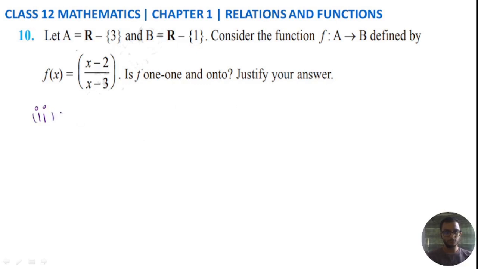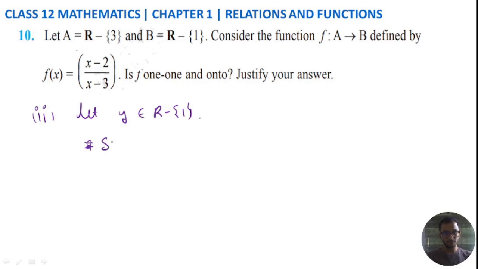Again, for onto, you have to take some arbitrary point from the codomain and find whether you are getting some x for it. Suppose you take an arbitrary point y from the codomain, you need to find some x from the domain such that f(x) equals y. So let's see whether we are able to find such a point or not. Let y belong to the codomain, that is R minus {1}. Now we will get the reason why 1 is not involved.